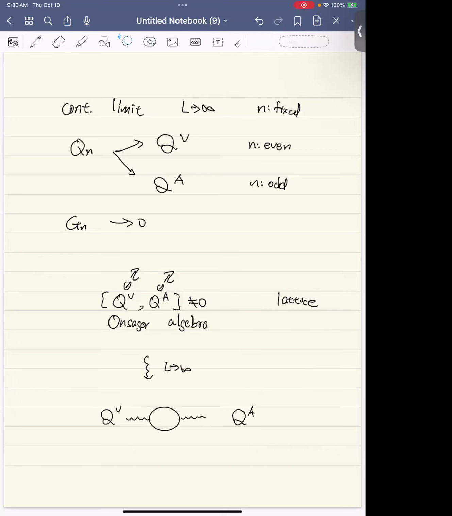So I can summarize the whole talk by this little diagram. And at the level of the slogan, you can say that the Schwinger anomaly arises from the Onsager algebra on the lattice.